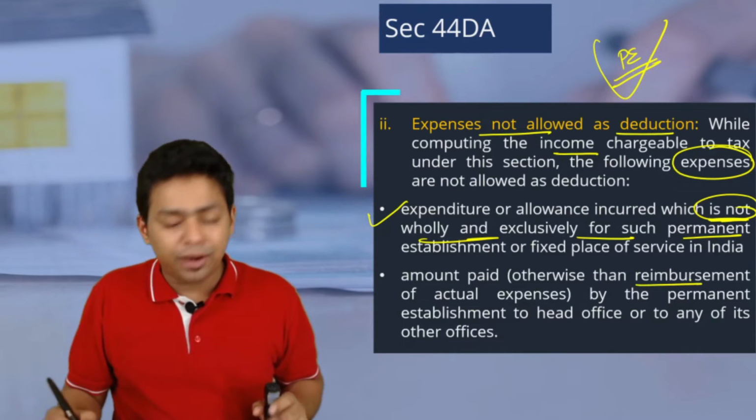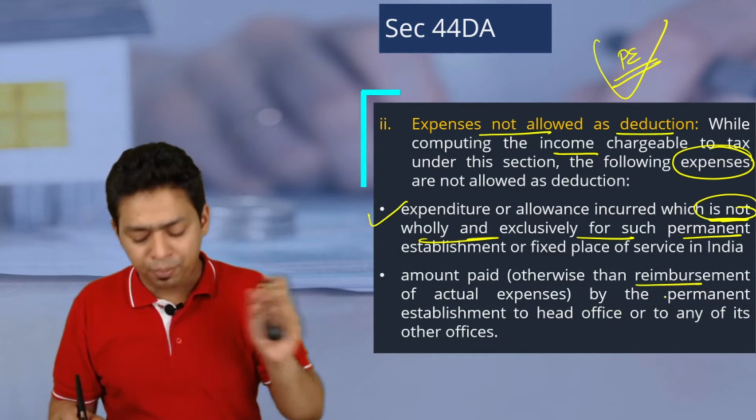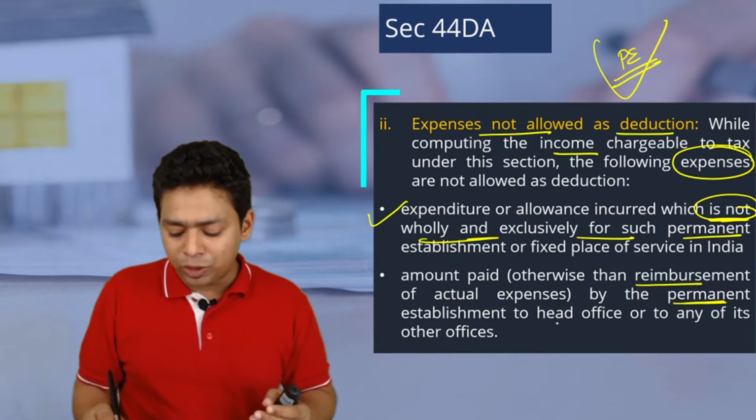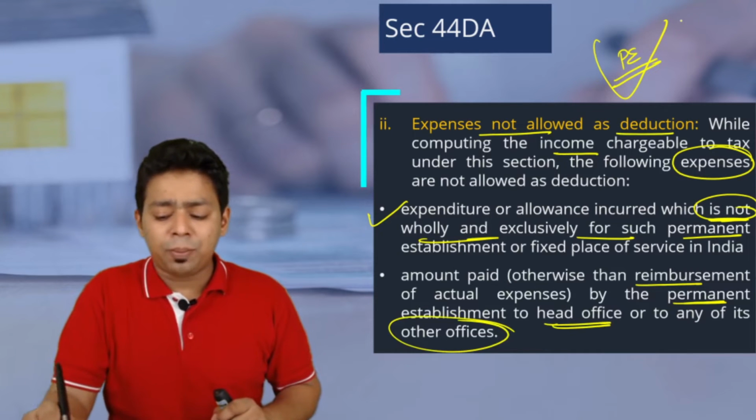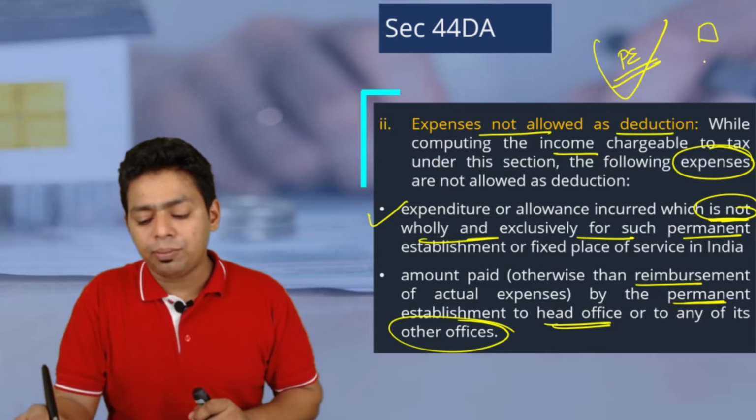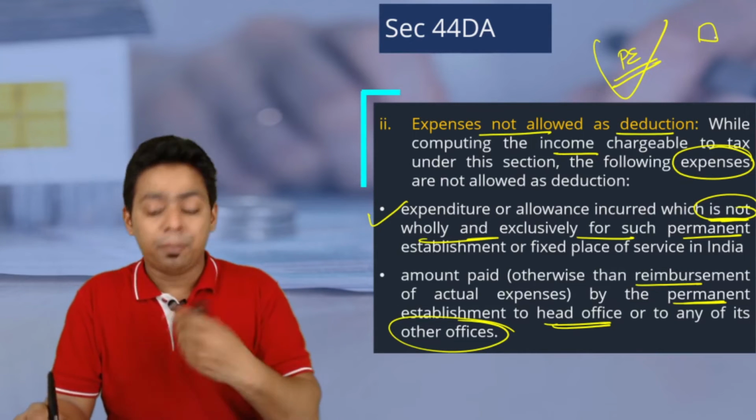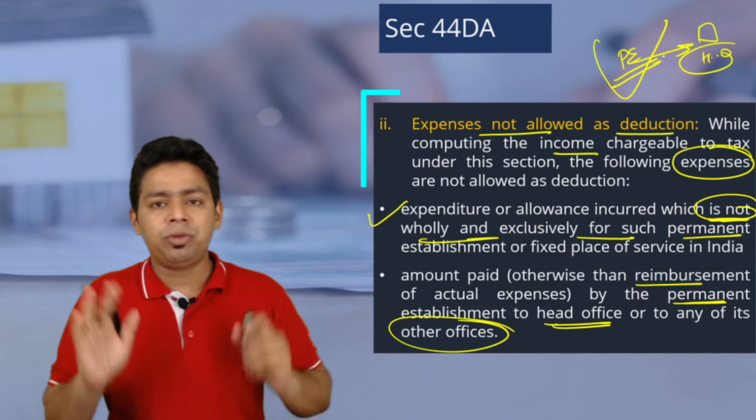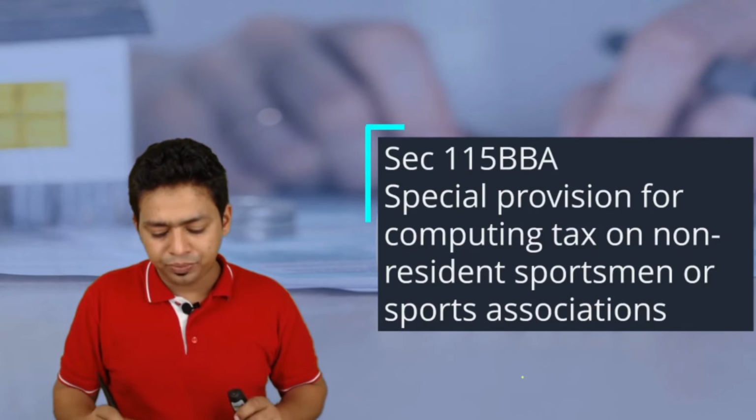Amount paid otherwise than by reimbursement. If there is some actual reimbursement cost, that's okay, but apart from reimbursement, any amount paid by the permanent establishment to the head office or to any of its other offices is not allowed. But if some plant and machinery was purchased on behalf of this particular permanent establishment, or some website payment was made, some expenditure was actually incurred by the holding company or by the HO, it is just a reimbursement. Reimbursement will be allowed. Any other payment by the Indian PE to the foreign PE will not be allowed.